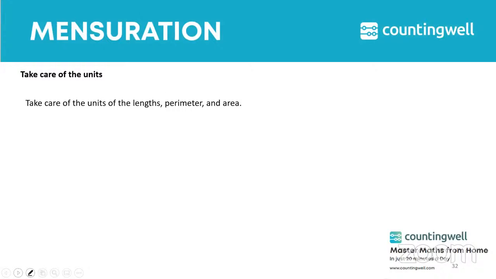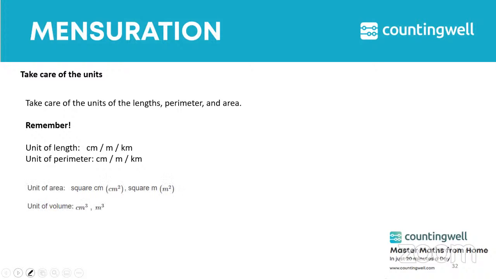In the chapter mensuration, you have to take care of the unit, especially when you are dealing with length, perimeter, area, or volume. You have to remember the unit of length will be in centimeter, meter, kilometer. Unit of perimeter will also be in centimeter, meter, kilometer. There will be no square centimeter, no square meter, no square kilometer, or cubic centimeter or meter cube, and so on.